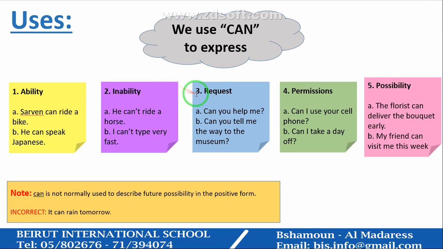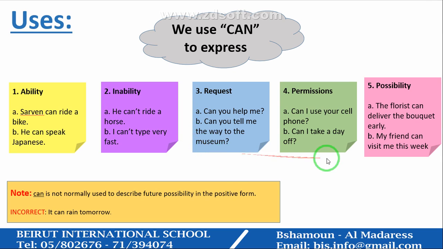Number 3 is the request. Request is like asking for something. And the examples say, can you help me or can you tell me the way to the museum? Thus, you're asking someone to do a favor for you or to help you with something. And it's in the question form, if you can notice. Thus, we have the can followed by the subject, verb, and then the object.